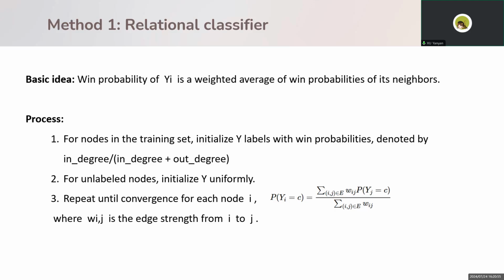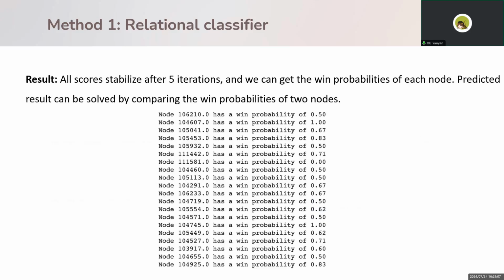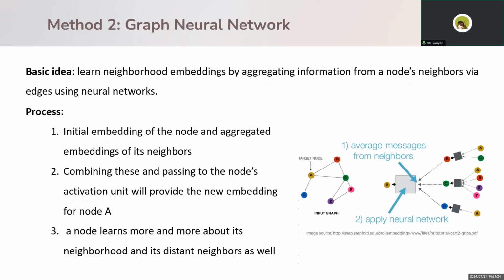Based on the formula on the slides, we update the probability of each node and repeat this step until convergence of each node. It can be noticed that all scores stabilize after 5 iterations, and we can get the win probabilities of each node. Predicted results can be solved by comparing the win probabilities of two nodes. Well, let's look at the second method.